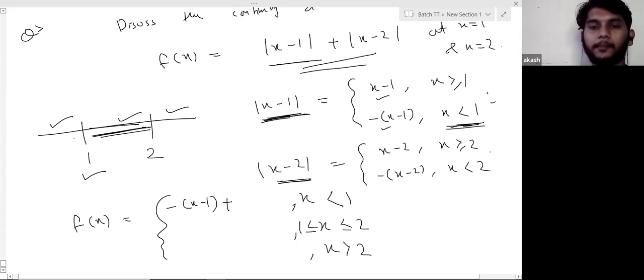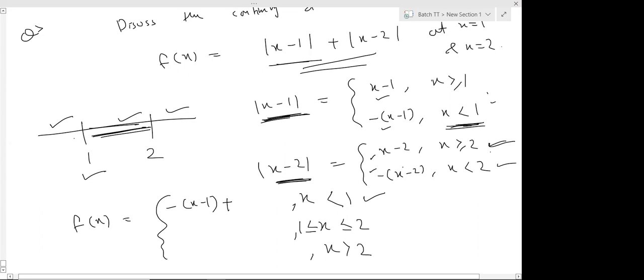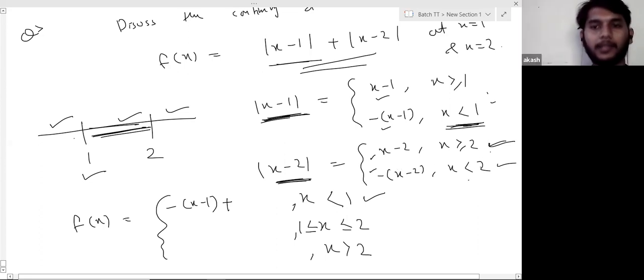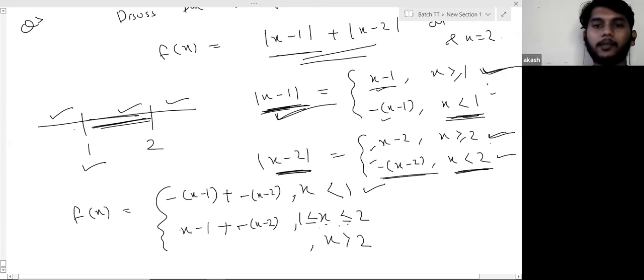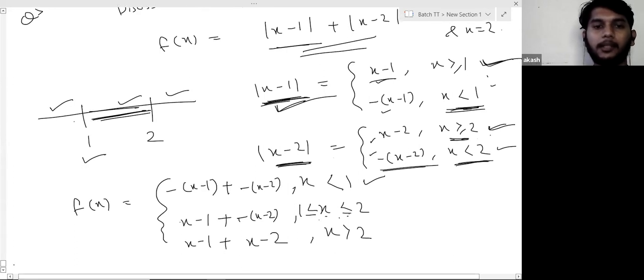How to open this one when x is less than 1? Look here. This is x is more than 2, this is x is less than 2, and we have x less than 1. So which one to choose? Second one, right? Why? Because this is x is less than 2, and 1 is obviously less than 2. So minus of x minus 2. Same way when x is more than 1, this will be opened as x minus 1 plus, but this is less than 2, so we choose minus of x minus 2. Now when x is more than 2, x is more than 1, so x minus 1 plus x minus 2. So this is the final function you have to check the continuity for.